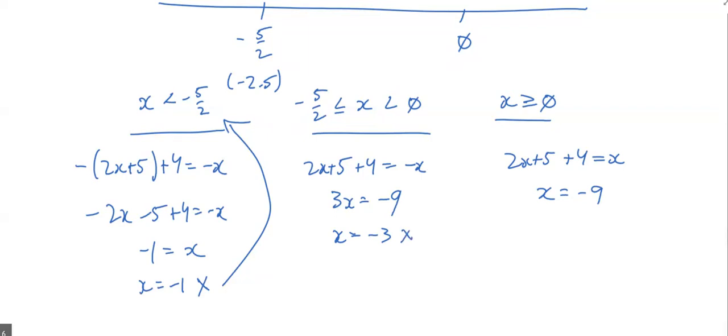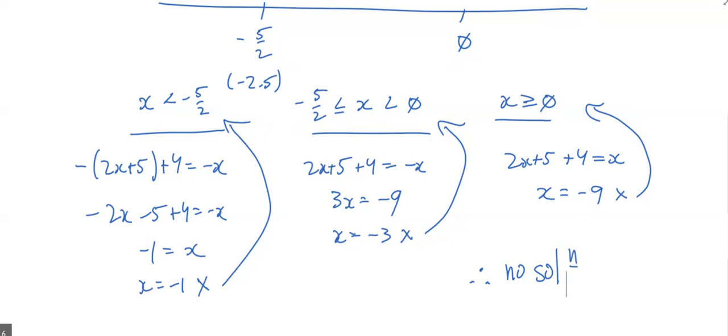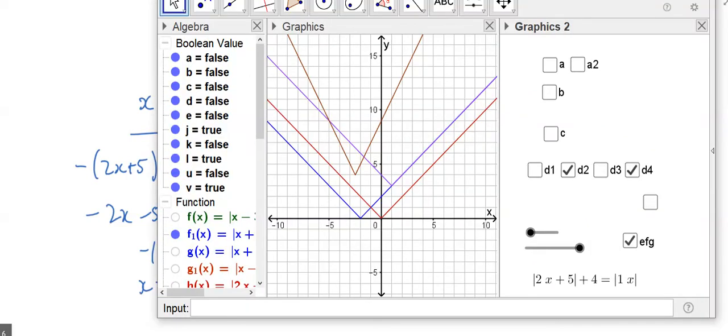And what does this one look like? It looks like that. They never cross. If you think about the graphs, this is the 2x plus 5 plus 4, so it's gone up 4. And it's steeper, and they're never going to cross.